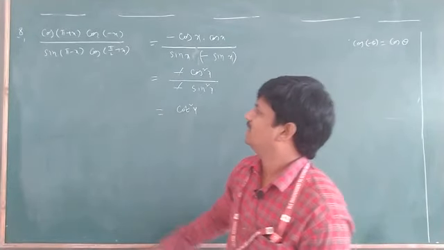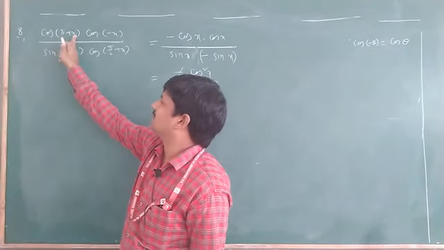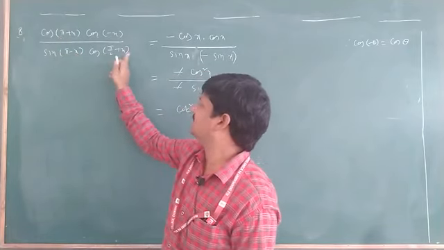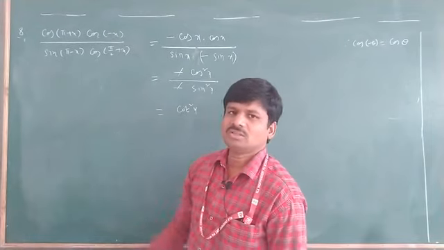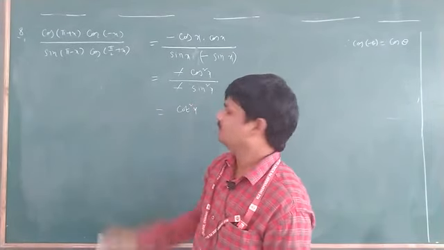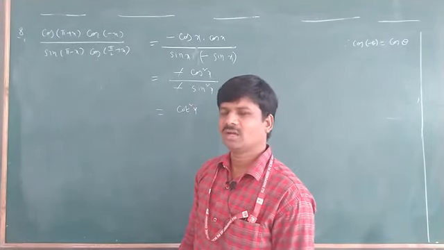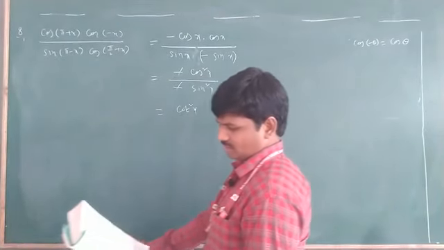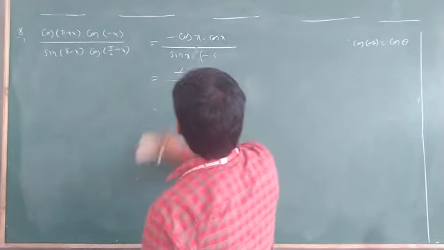So nothing I have done here. Here pi plus x, 180 plus theta, which quadrant is it? Here 180 minus theta, which quadrant is it? 90 plus theta, in which quadrant is it? You have to simplify them and multiply them. You get cot square x. Okay? Come to the next question. Next question, it is question number 9.